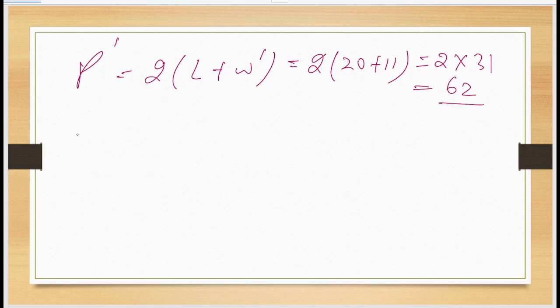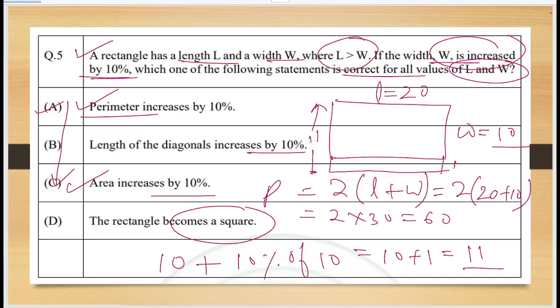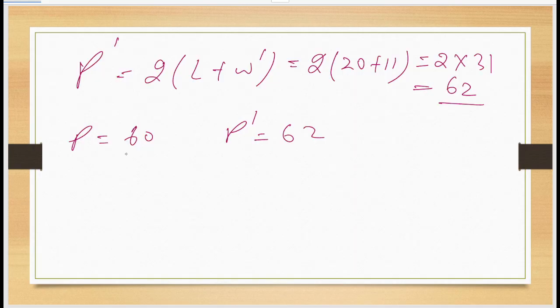So first one we have P equal to 60, and P dash, the new perimeter after changes, is 62. So now let's find the relation. The question says the perimeter increased by 10% when we apply the change of 10% in the width. So now let's find the 10% of this increase.